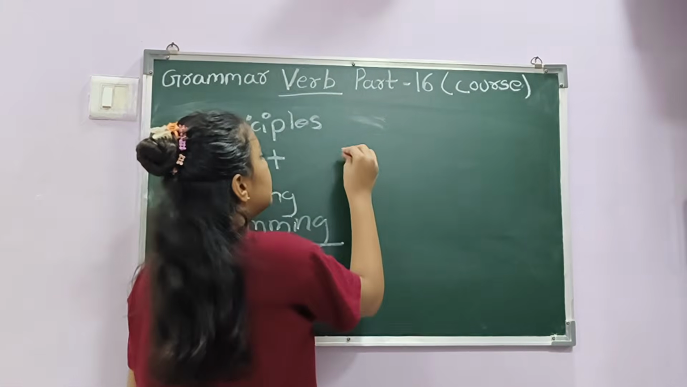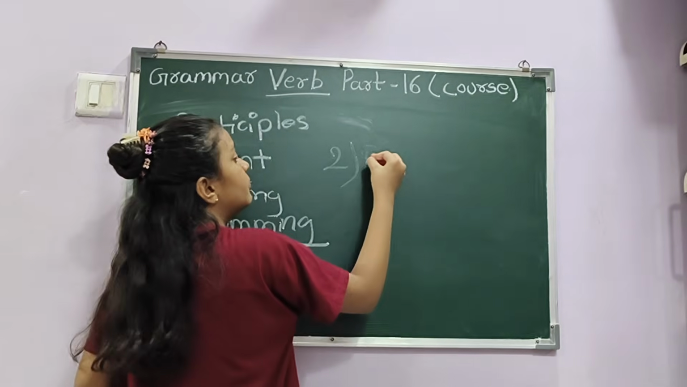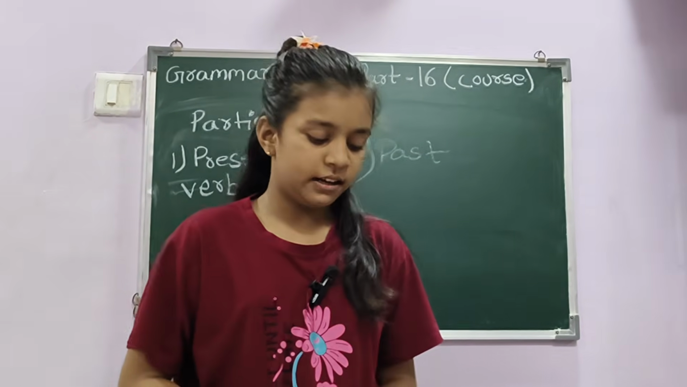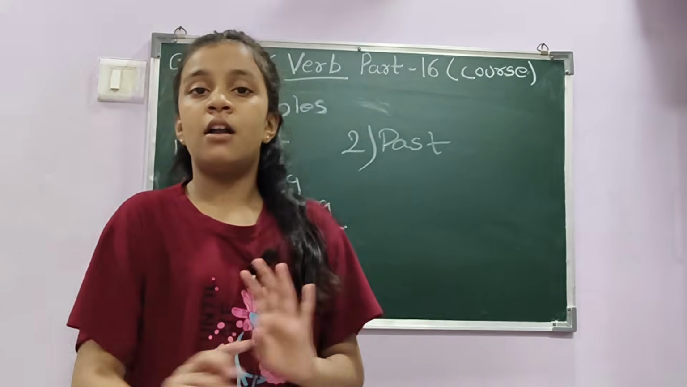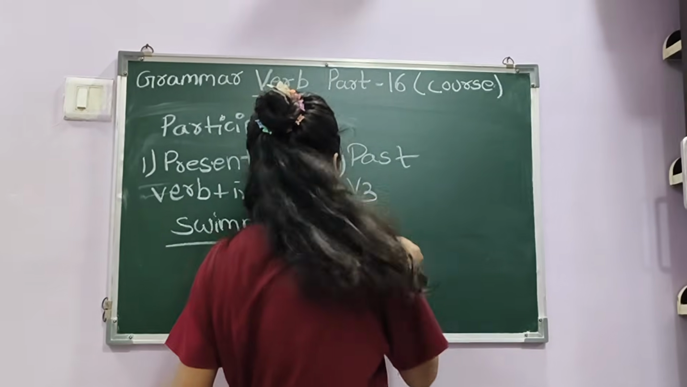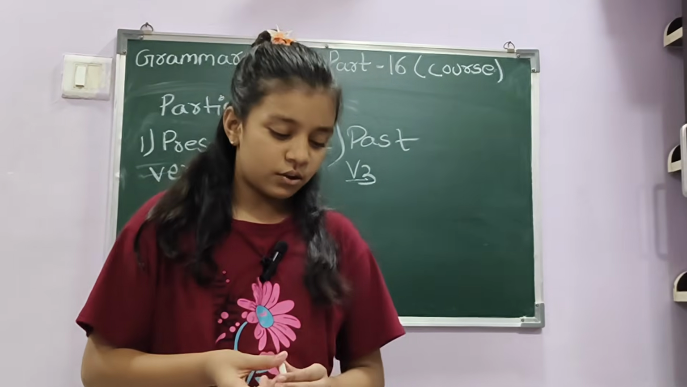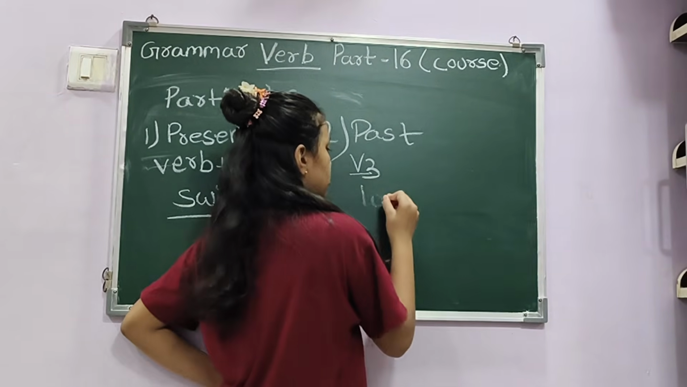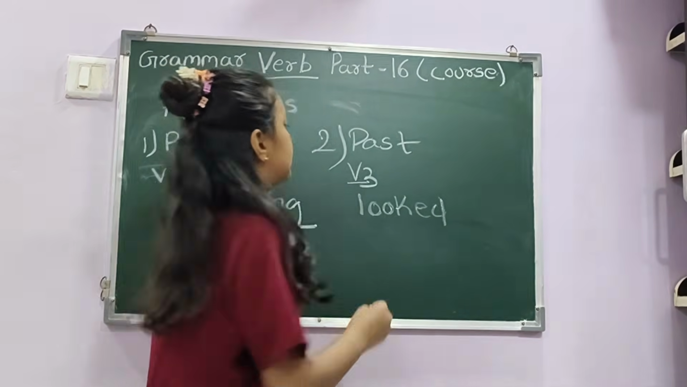Now the second is the past participle. The rule used here is the third form, V3 form. So for example, if I tell you, it is look. This is an example of past participle.